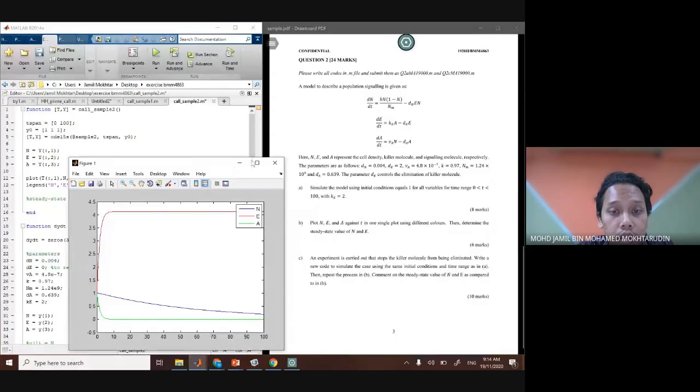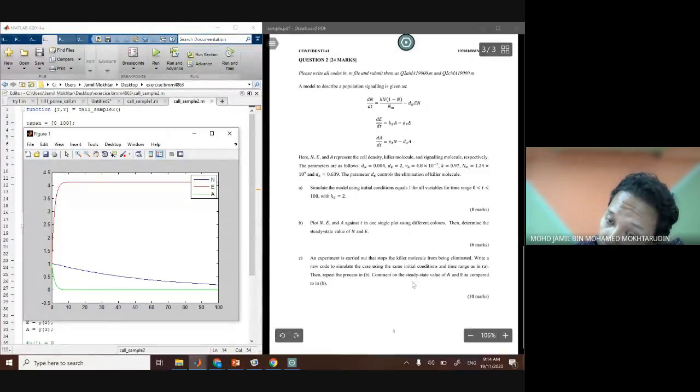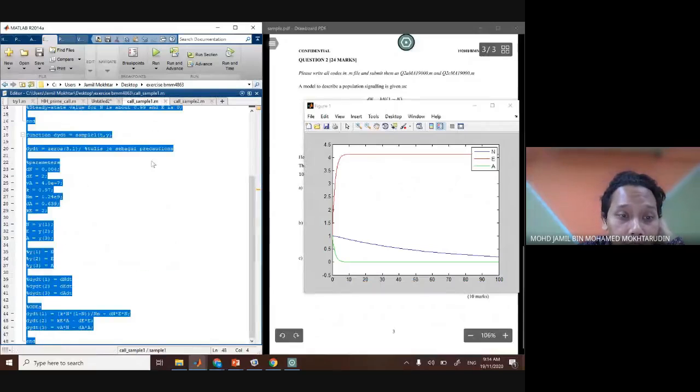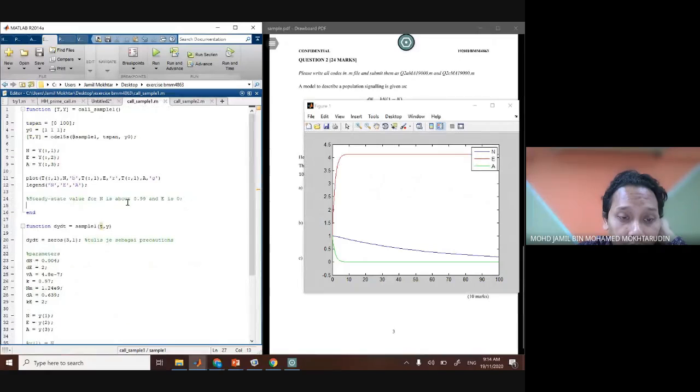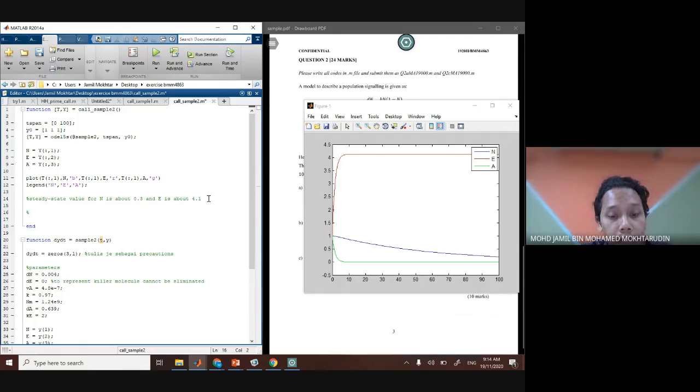And then after that, comment on the steady state value of N and E as compared to in B. Comment, disuruh comment soalan B tadi dengan soalan C. So soalan B tadi kata steady state dia N 0.99, E 0. Tapi sekarang N jadi 0.3, E jadi 4. So comment je lah apa-apa. Comment. And the steady state value.